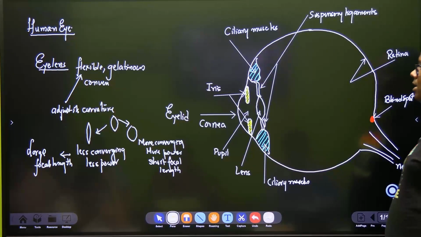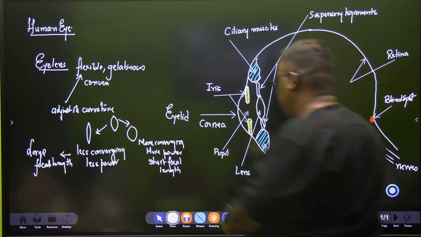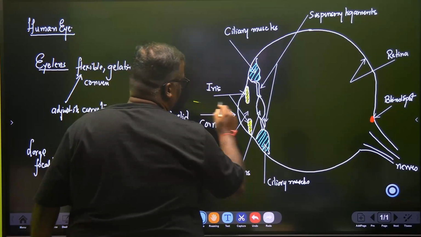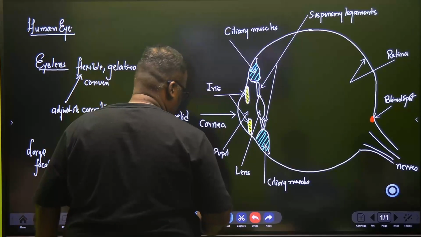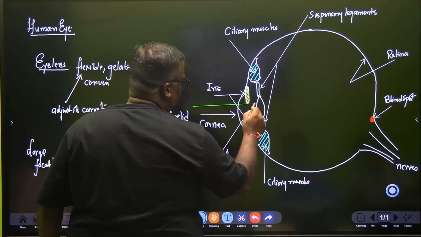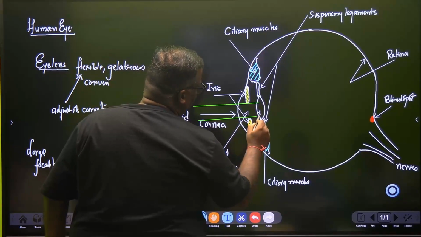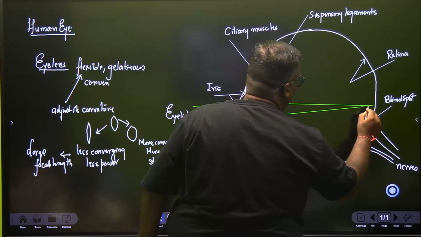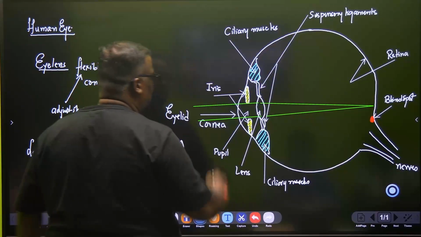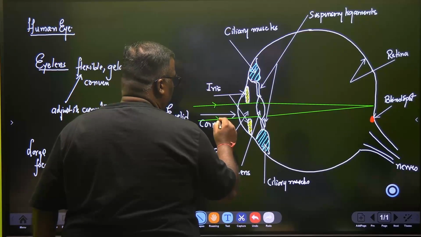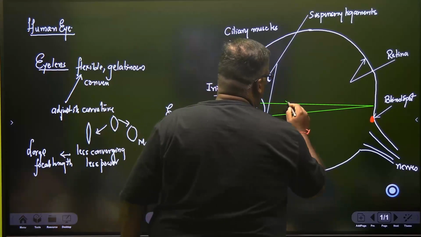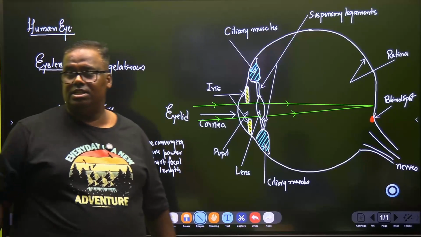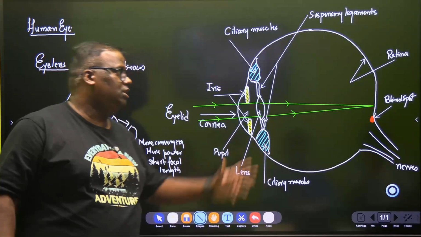Based on that, light rays will be entering our eye. Let me pick up a different color. So these are light rays. The eye being a converging lens, it will always converge an image right on the retina. And since this is a convex lens, the eye will form a real image on the retina. However, the image will always be inverted. Our brain cells then correct the image.